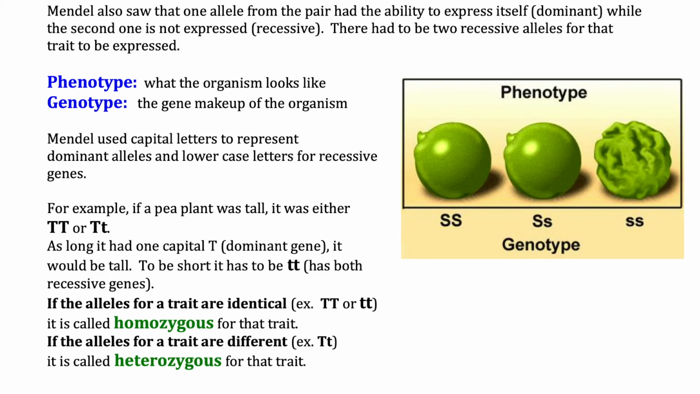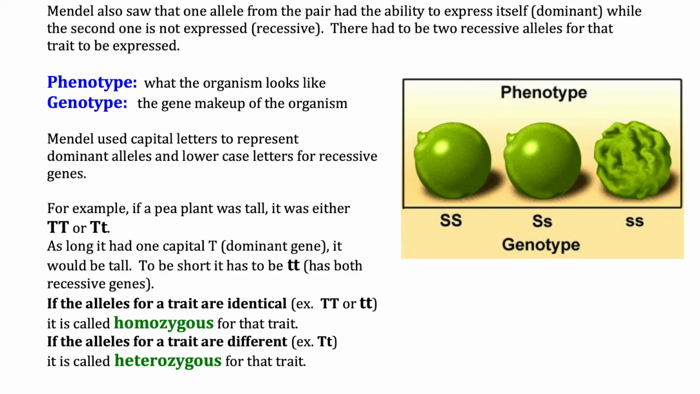Mendel used capital letters to represent dominant alleles and lowercase letters for recessive genes. For example, if a pea plant was tall, it was either capital T, capital T, or capital T, lowercase t. As long as it had one capital T, the dominant gene, it would be tall. To be short, it has to be two lowercase t's, because it has to have both recessive genes.